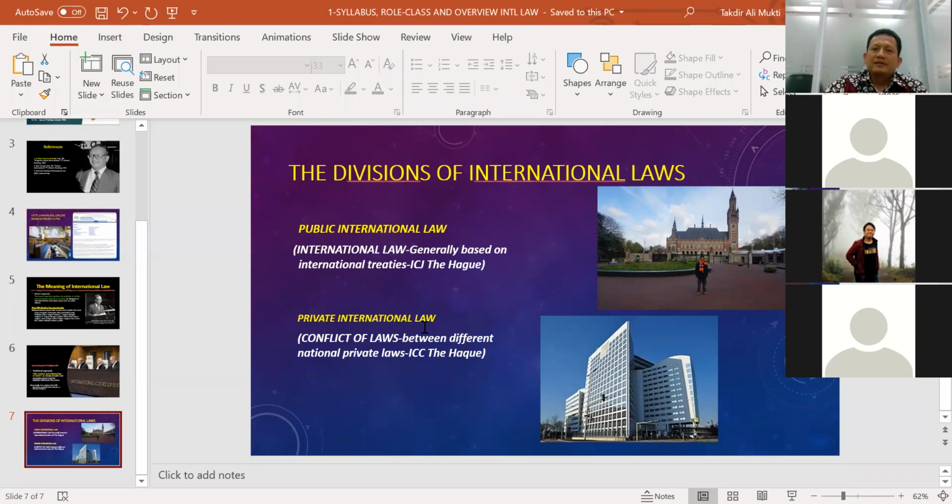So each division of international law: for public international law, the headquarters is in Den Haag, the ICJ. This is the building. And this is the headquarters of the ICC, the International Criminal Court.